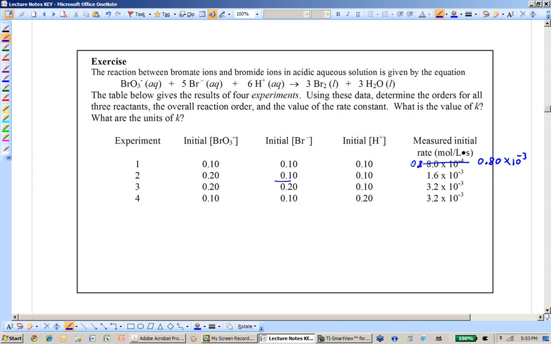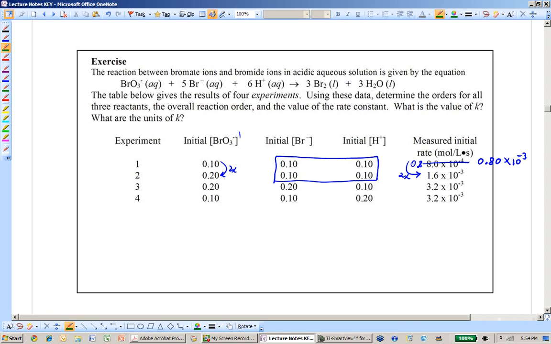So let's get started. This jumps off the page at me. I want to find a spot where everything's held constant but one of these 3 critters. So doubled, and I got the number 2. I like that. What did the rate do in response to that? It doubled. So we know this is first order. Whatever thou does to the concentration, if that same thing happens to the rate, then you're first order. So that one wasn't too painful. It's going to get worse.